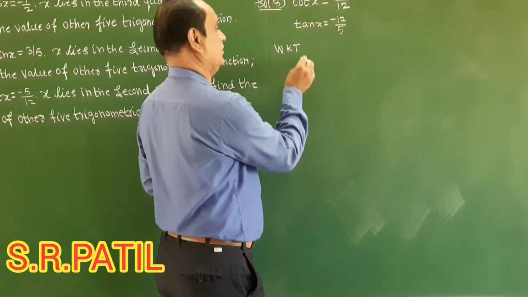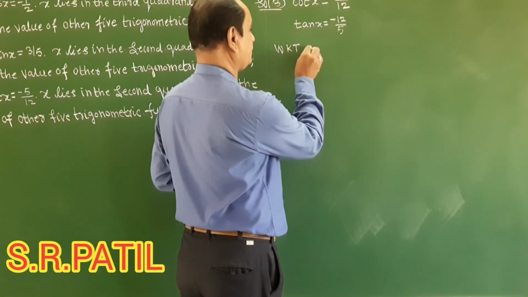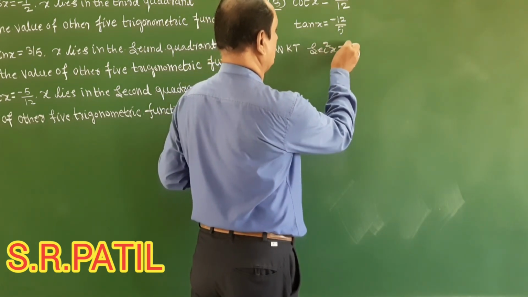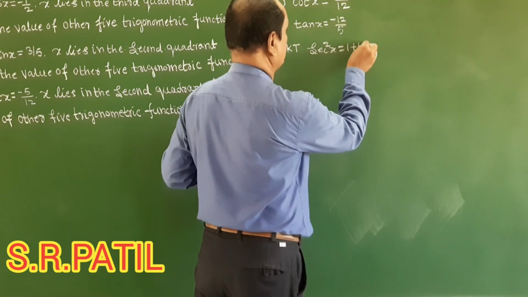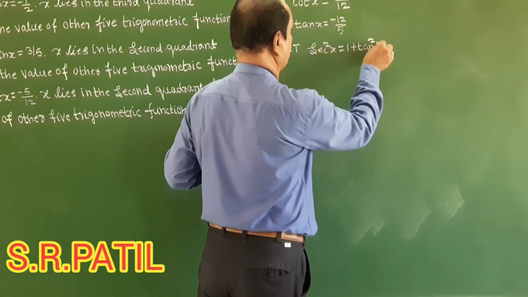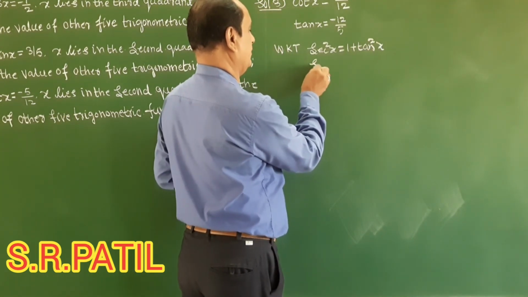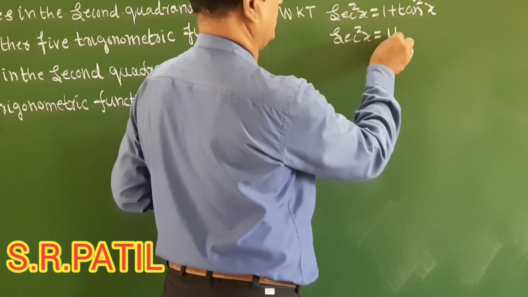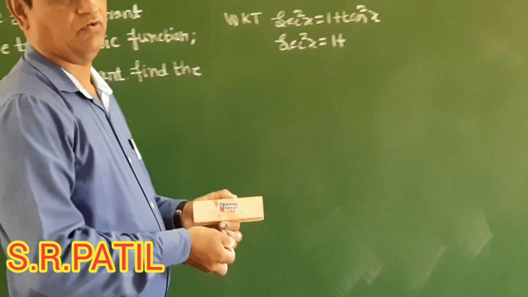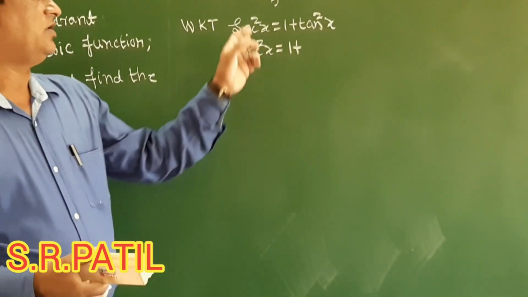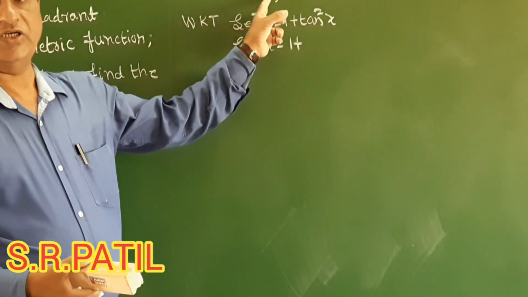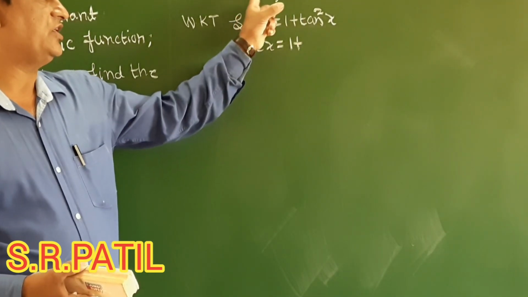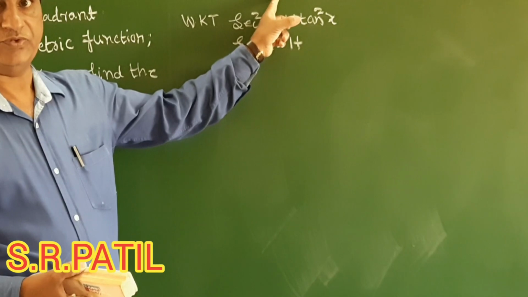We know that sec square x is equal to 1 plus tan square x. Therefore sec square x is equal to 1 plus tan square x, write it like that. Then substitute the value for tan x. Tan x is equal to minus 12 divided by 5. Here, in place of tan x, substitute minus 12 divided by 5.